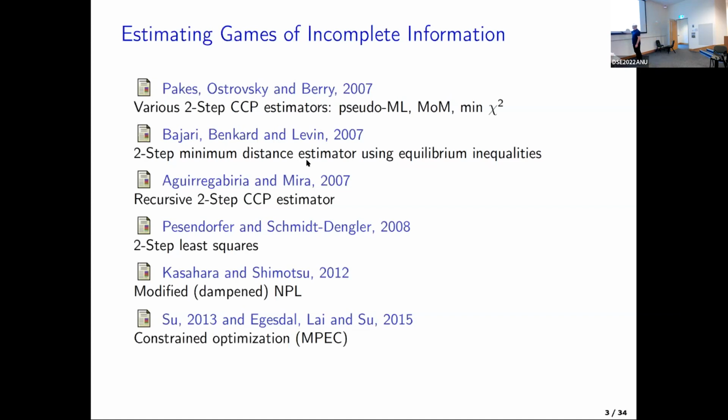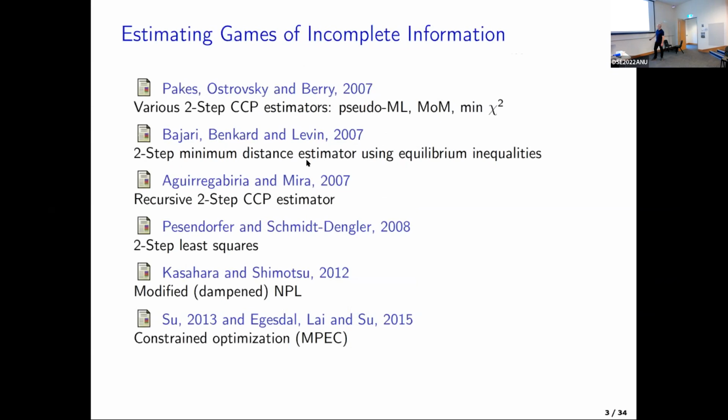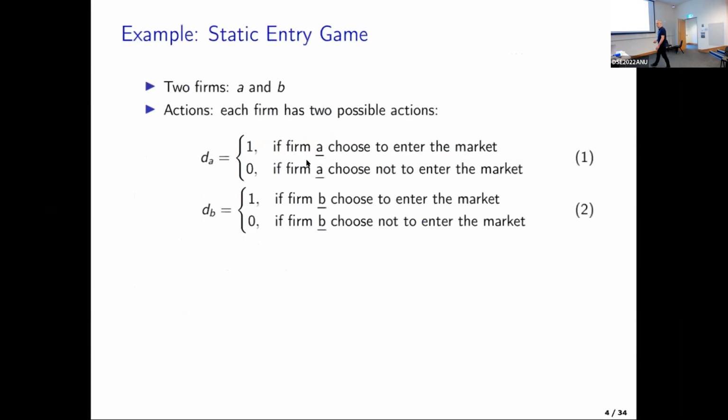What I'm going to present mostly today are the results from Su's paper in Quantitative Marketing and Economics. They have a nice paper where they're doing the same sort of comparisons in the context of dynamic games, where they also compare all these different methods. Anyway, we're going to start really simple.